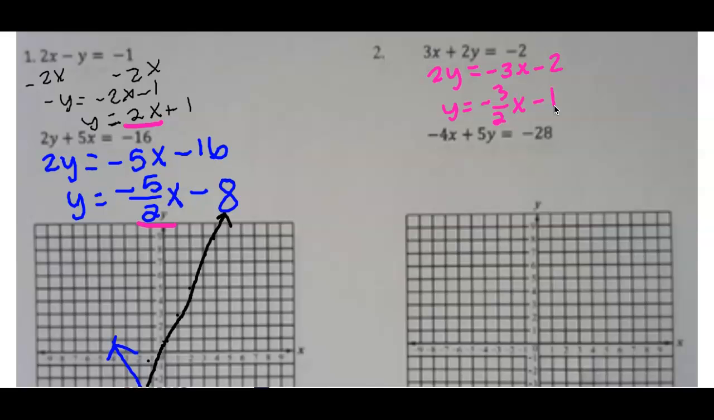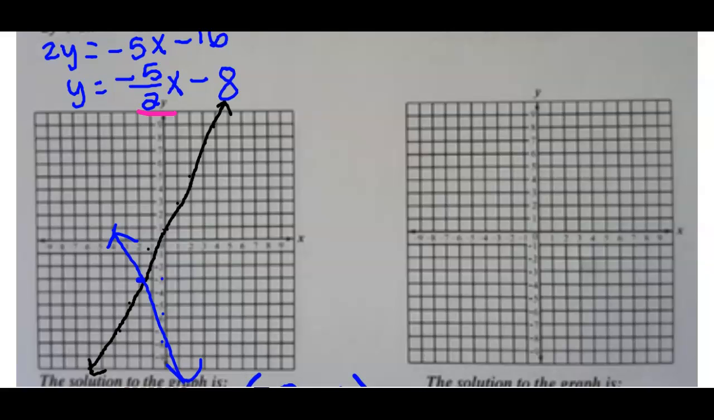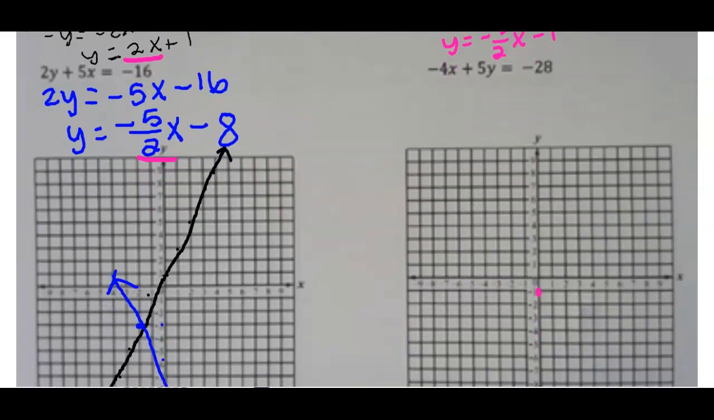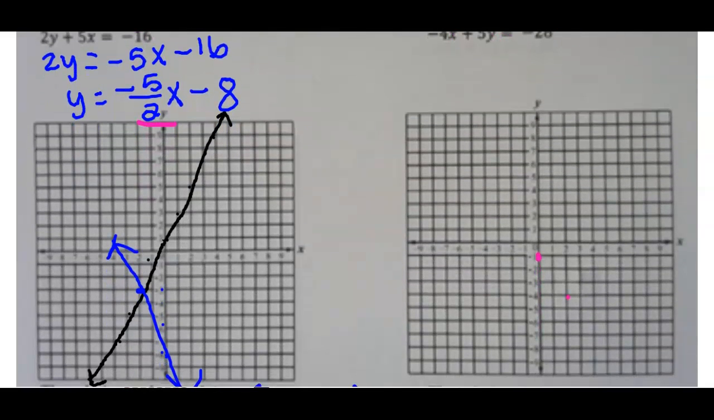My slope is negative. So I'm going to plot my y-intercept at negative 1. And then I'm going to apply my slope of negative 3 over 2. So you're going to go down 3 and over 2. Or up 3 and left 2. Connect your points. And there's my graph. Graph your second line.